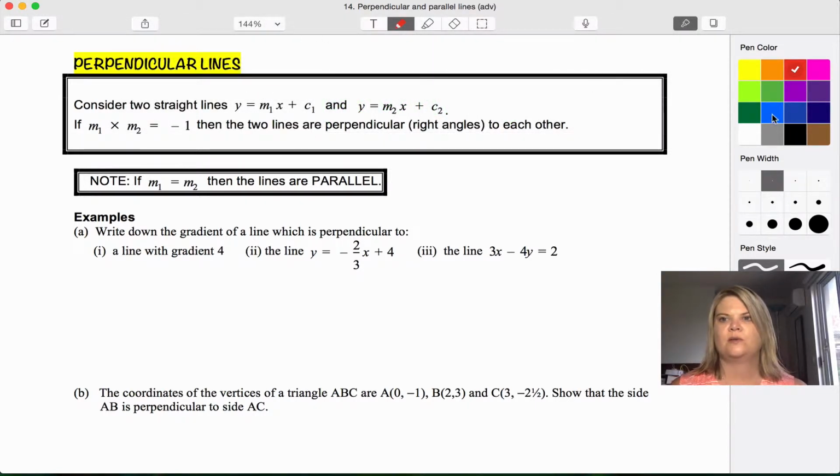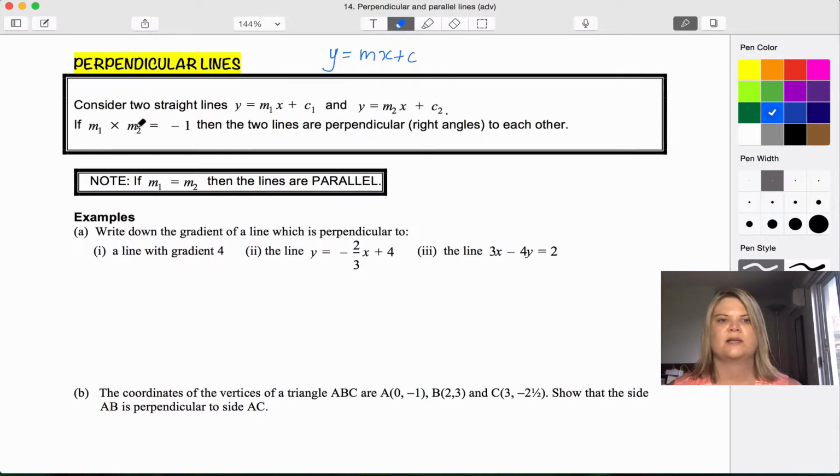Now you will remember that the general equation of a straight line looks like this: y equals mx plus c, where the m is the gradient and the c is the y-intercept. So if we look at two straight lines with equations y equals m1x plus c1, where I've put an m1 and a c1 to say it's the first equation, and y equals m2x plus c2, with a 2 to say it's the second equation.